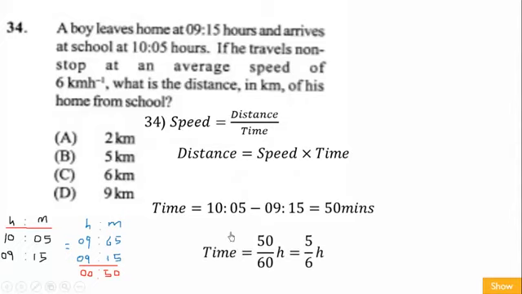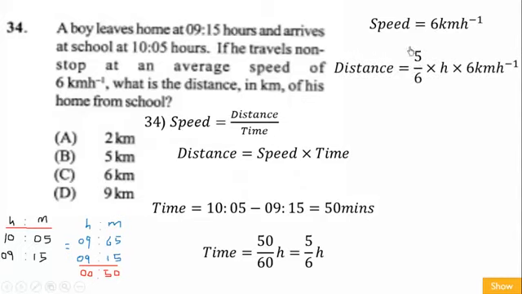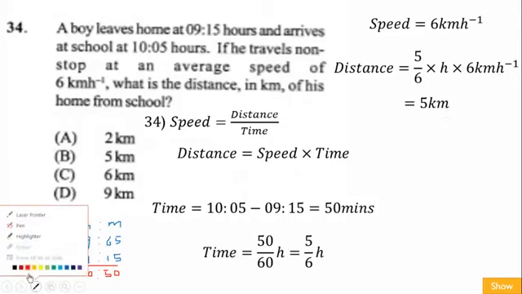Now we convert the time into hours because the speed is given in kilometers per hour. And that will give us 5/6 hours. So distance is equal to the time taken times the speed, and we were given that the speed is equal to 6 kilometers per hour. So we multiply these to get 5 kilometers. So the correct answer is 5 kilometers.